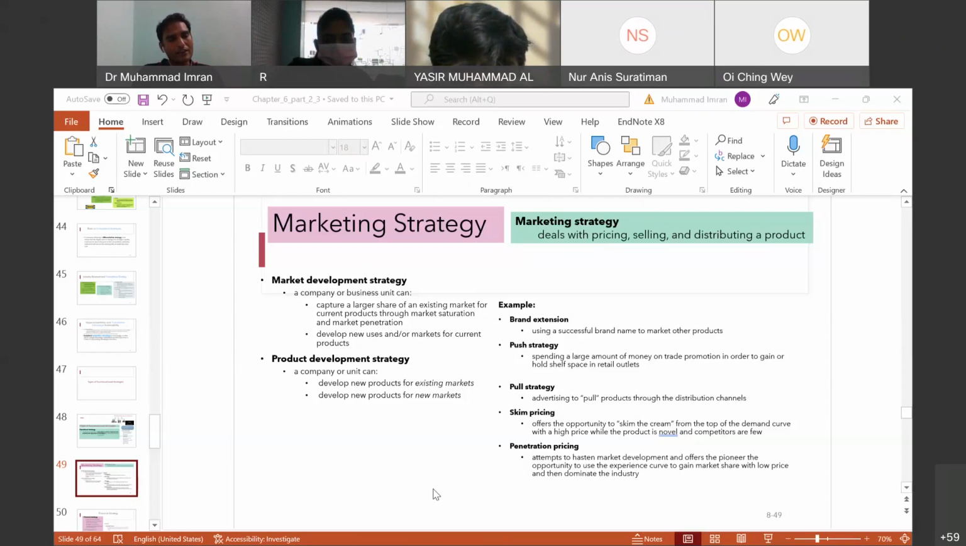Alifa, Alifia. You know why I keep repeating your name? Because my youngest niece has the same name, her name is Alifa, so I will not forget your name. So you should participate, yes, confidently.